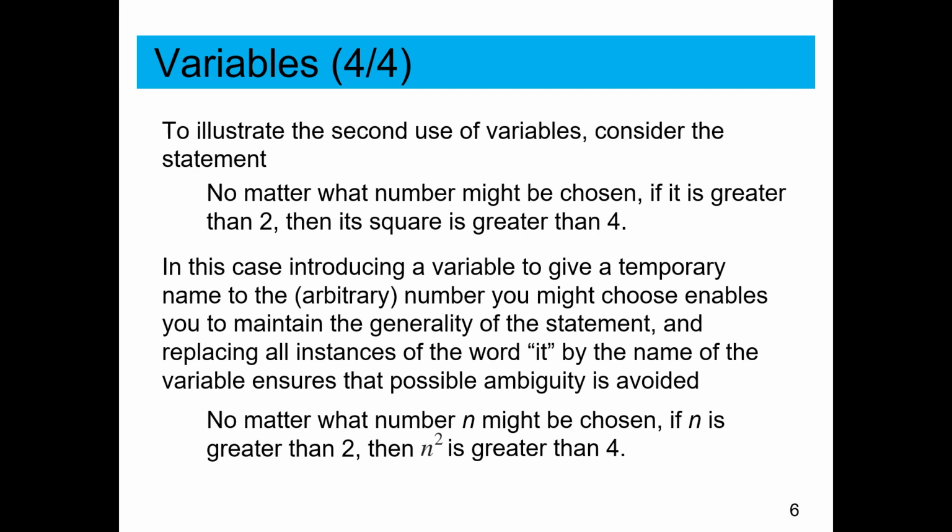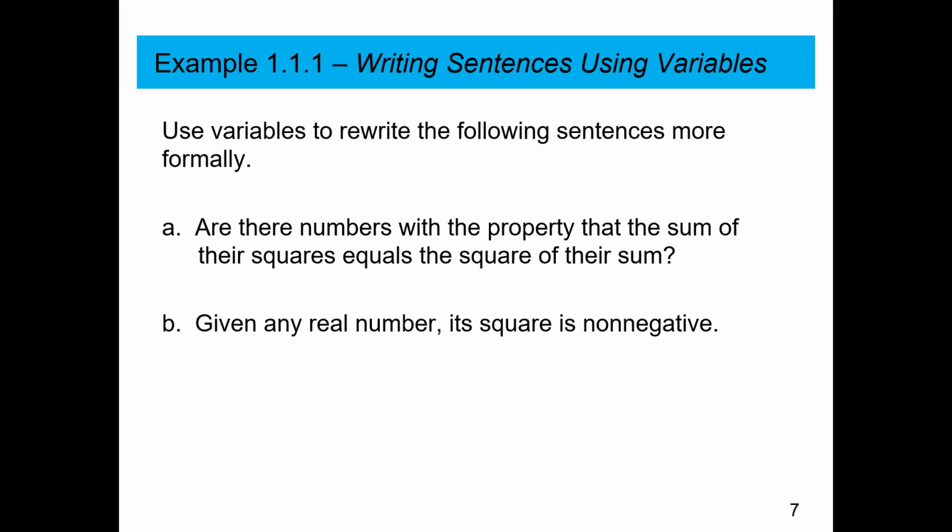So I want you to try this. This is a good way to practice how we're going to do our videos. I want you to pause the video and see if you can rewrite both of these sentences using some kind of variable. The first one is, are there numbers with the property that the sum of their squares equals the square of their sums? And the second one is, given any real number, its square is negative. All right, try that.